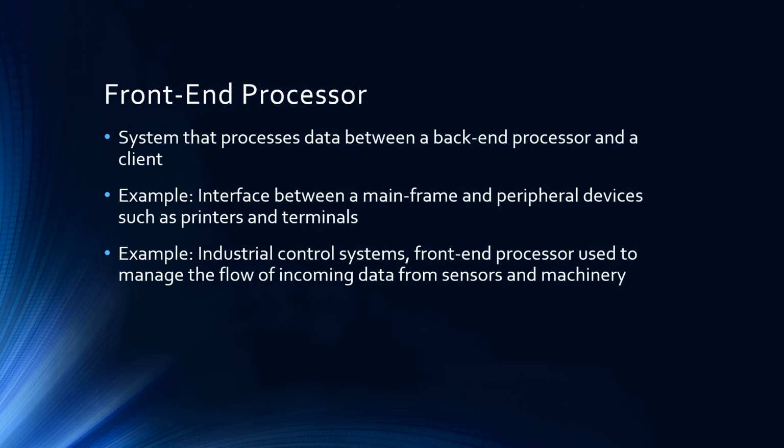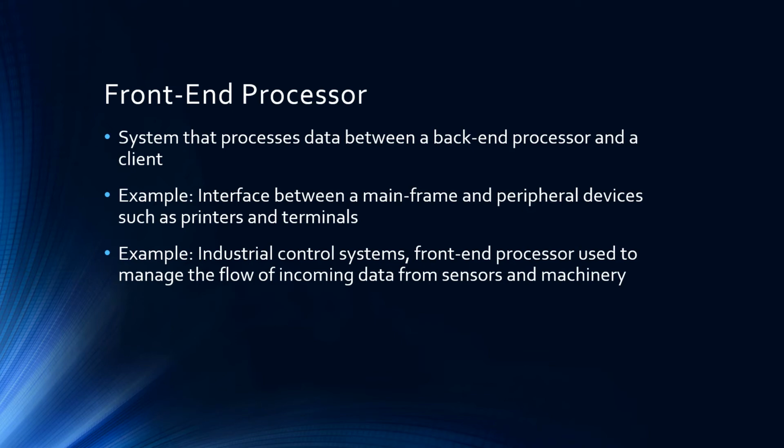Front-end processor. The front-end processor is the system that processes data between a back-end processor and a client. For example, a front-end processor can interface between a mainframe and peripheral devices such as printers and terminals. A front-end processor helps offload some of the data processing that would otherwise need to be performed on the back-end processor. Front-end processors are not as common today with the advancement of the internet and cloud servers, but they are still used in specific applications.